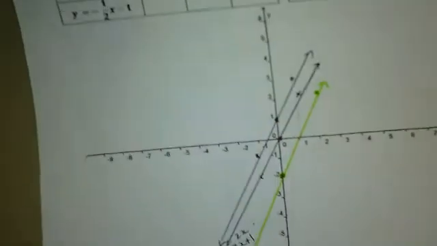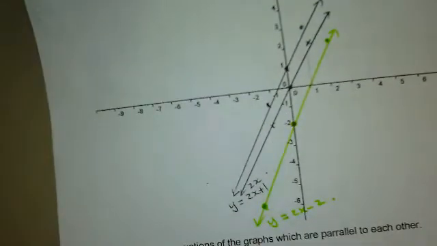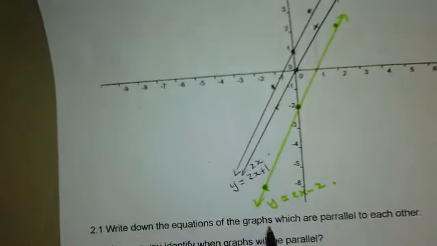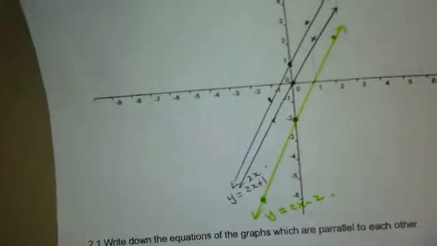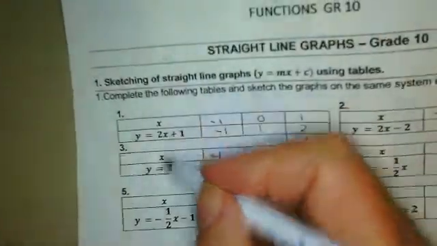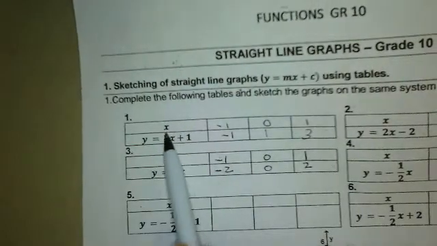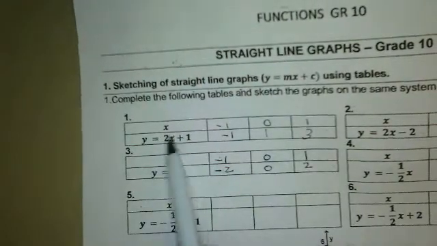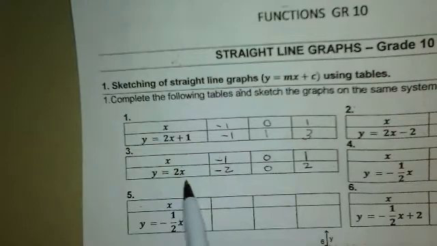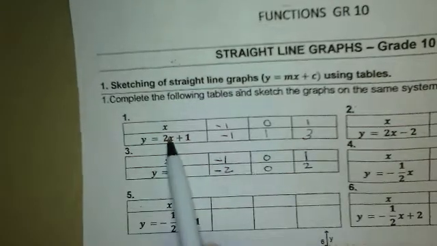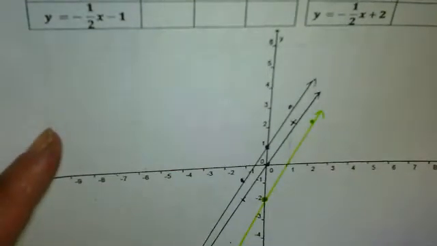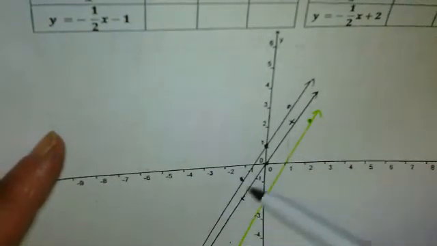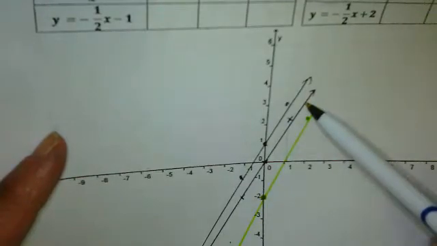Right. Now they say write down the equation of the lines or the graphs which are parallel to each other. Now if you look there, parallel to each other, if you look at the number there, so that's your 2x and that's the 2x. So those lines will be parallel. So number 1 and 3. So if you look at your diagram or your sketches, can you see they've got the same slope? They're parallel to each other.